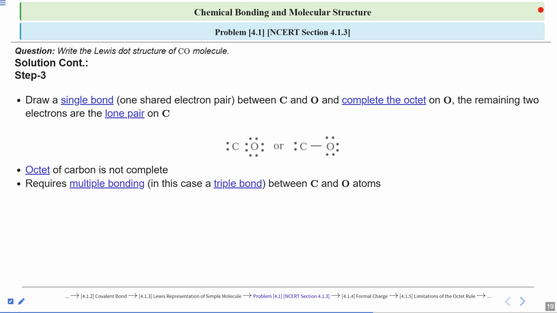So the octet of carbon is still not complete. We can see it very clearly from the diagram. Therefore, we will make multiple bonds. So in this whole structure, what you will notice is that the oxygen is sharing 2 electrons, 1, 2, okay, then 4, 5, okay. So 4 electrons are being used by the oxygen, whereas the carbon is using only 2 electrons for its sharing. Got it? Any doubt in this?